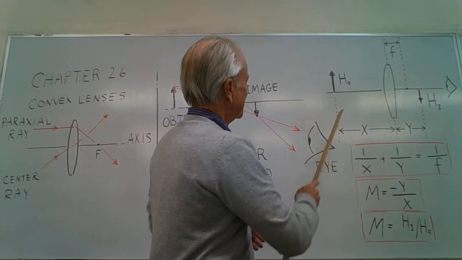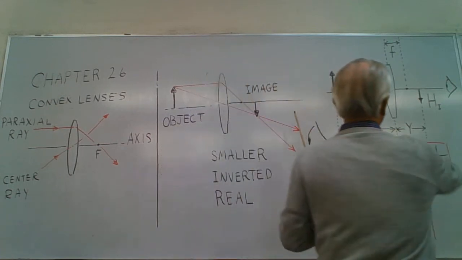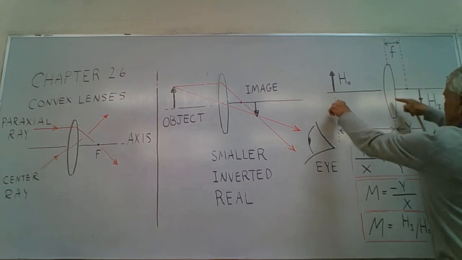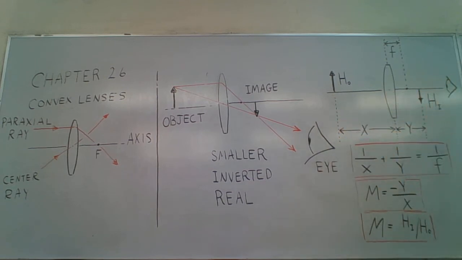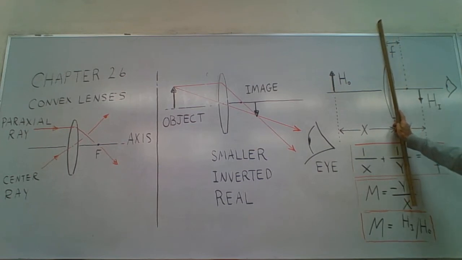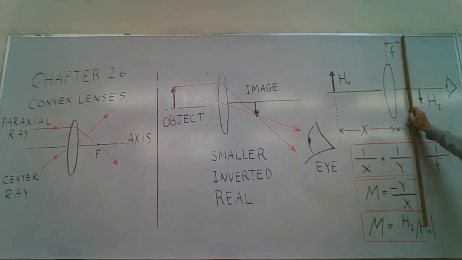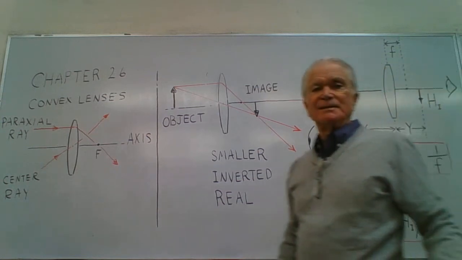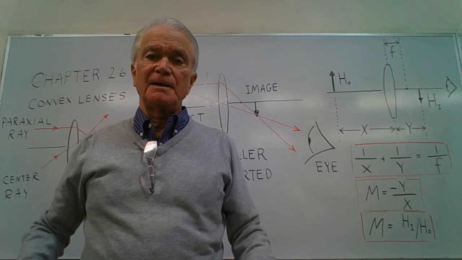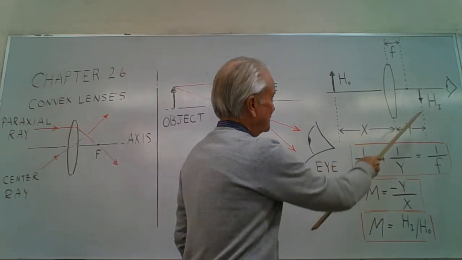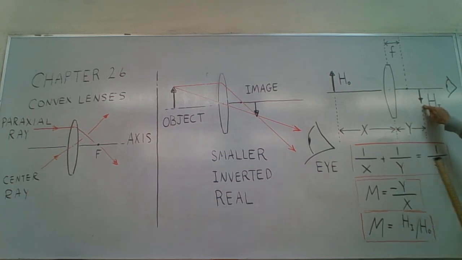The distance of the object from the lens, the distance between these 2 points, is labeled X. X is a positive number. The distance between the lens and that point there, which is the focal point, is called the focal length. Focal length is a positive number.